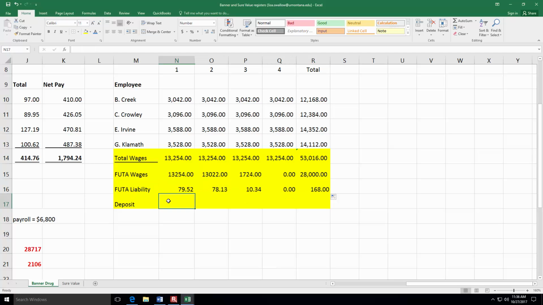So that's just multiplication. And then the next question is, do I have to deposit during the year? Does it cumulatively ever get over 500 bucks? No, I don't have to deposit. All I do is I wait and I pay with the 940, right? I pay this amount with the 940. So this little table, now we're just going to dump that into our 940.